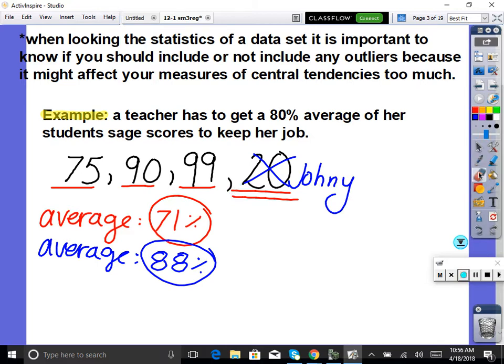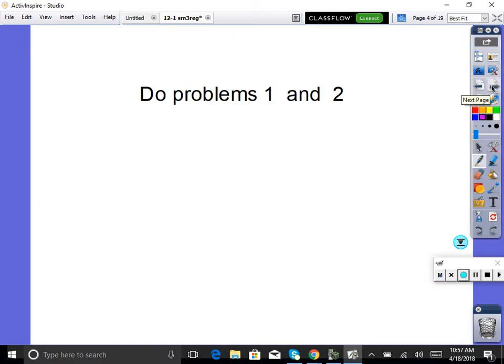Now here's the thing, unless told otherwise, you would not choose, because you're not a statistician, you would never throw out an outlier unless told to do so. So if I said find the average, you would use the outliers, okay? Awesome, I'm just showing you how they affect the center of your data. Use it. Okay, do problems 1 and 2 by hand.